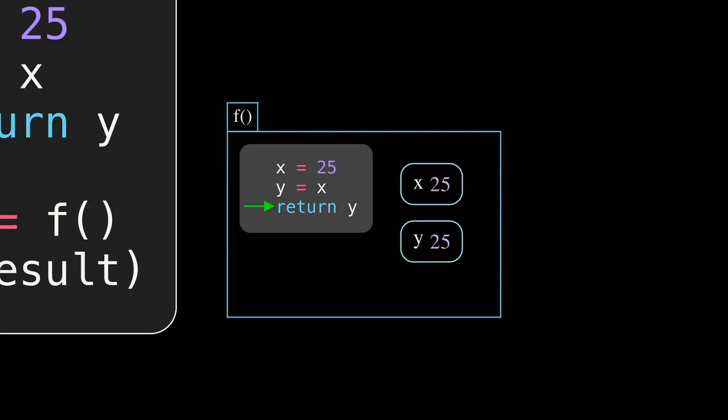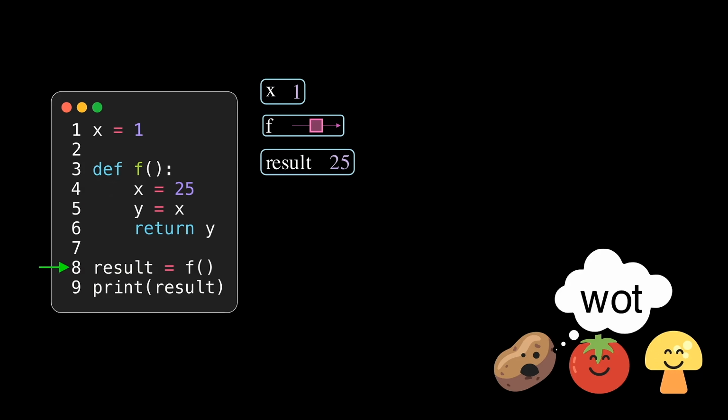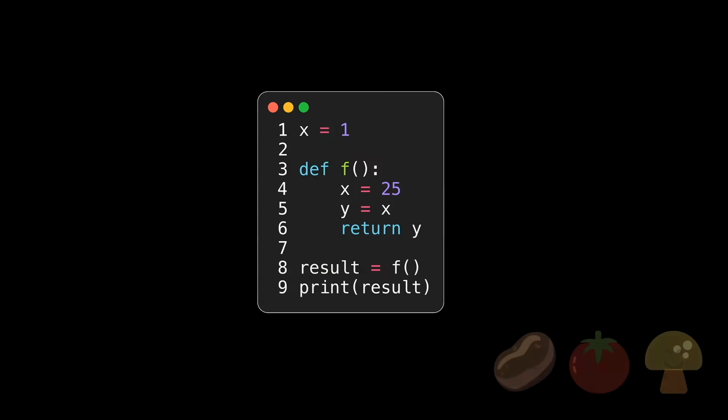Ooh, it seems like it's 25. So the x inside the function. During the function execution process, we always prefer to look at the variable within the sandbox. Let me ask a follow-up question.